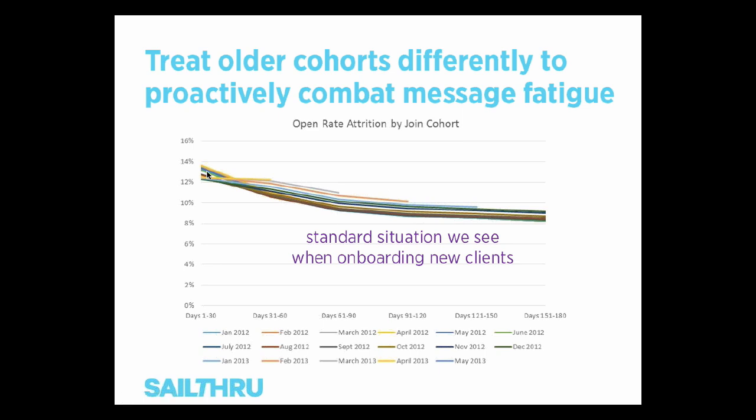And what you see is this steadily declines over time. This is a standard situation we see when we onboard new clients and what we look to plug very, very quickly. And we do this by giving people the tools to very seamlessly target older cohorts of users with more compelling content or more compelling subject lines that are more likely to keep them engaged. You very much need to message disengaged users very differently than people who are new to the brand if you're going to truly combat message fatigue efficiently.